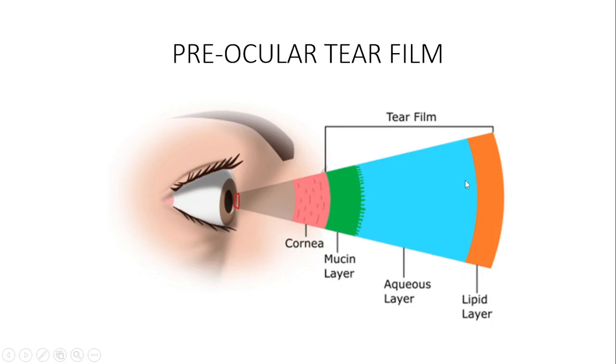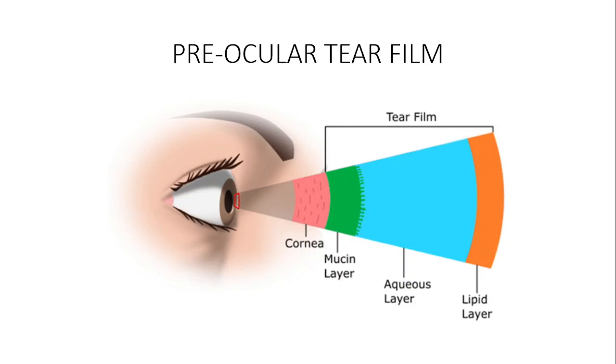So let's turn our attention now to the functions that each of these layers provide to the eyeball, the eyelids, and the integrity of the physiology of the whole eye. So what are the functions of each of these components that we have been talking about?